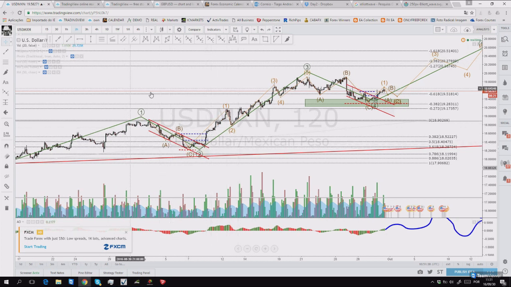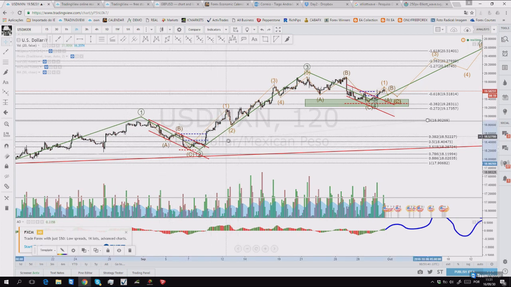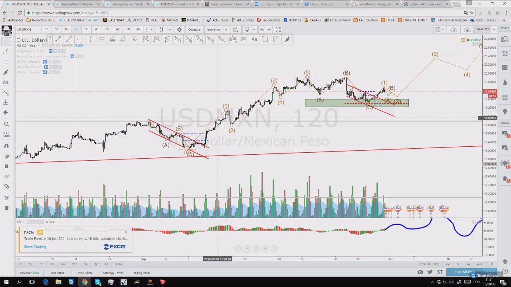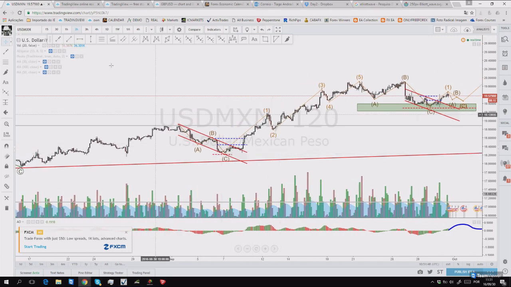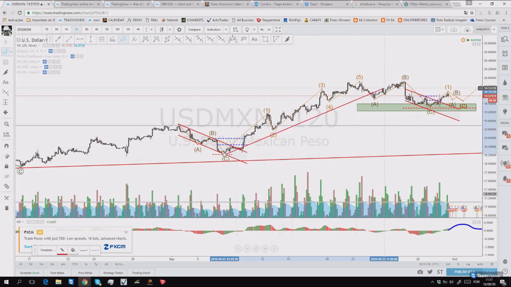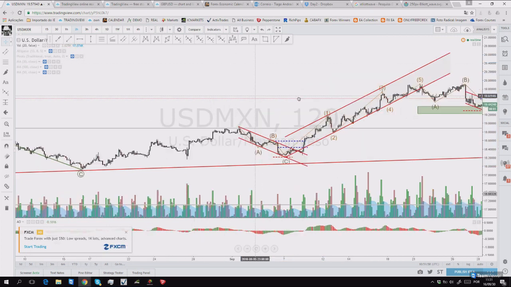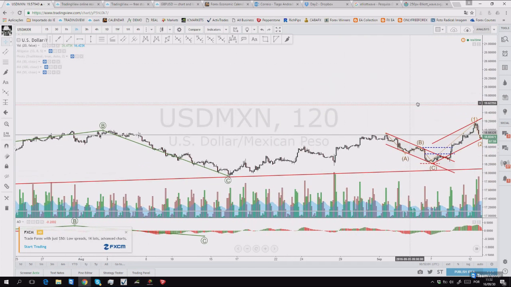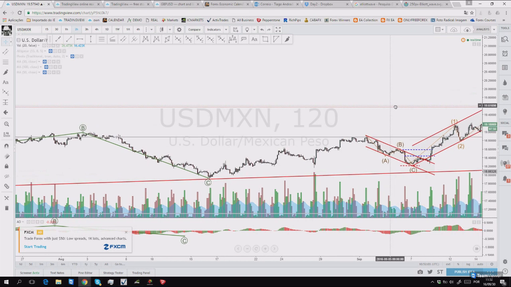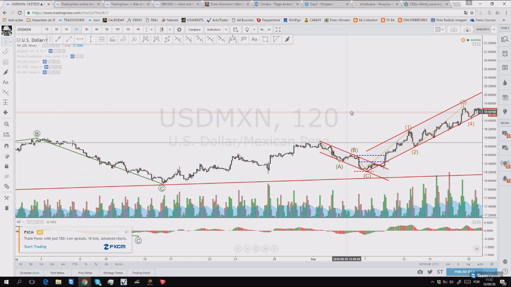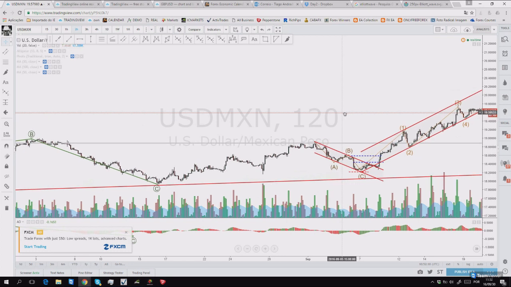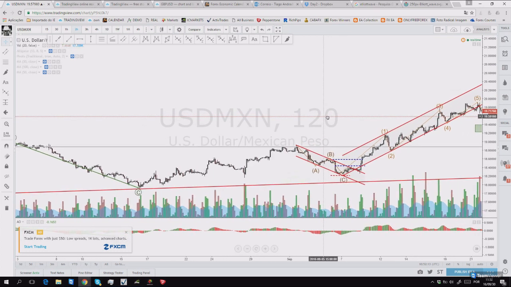Okay, so let's go back to that little drawing I did before and see how it fits here with the channels. So we had wave 1 and 2 and then a channel. So we have this. Actually, wave 3 didn't break above the channel, but that's okay.